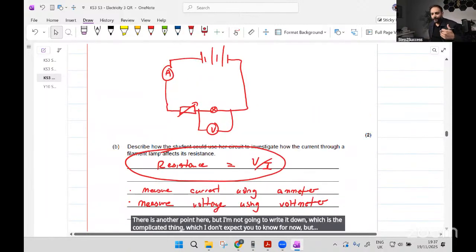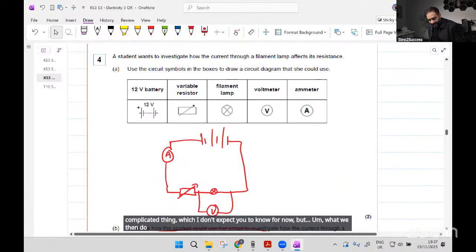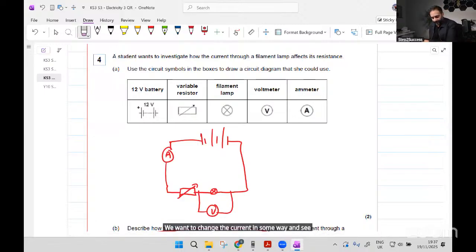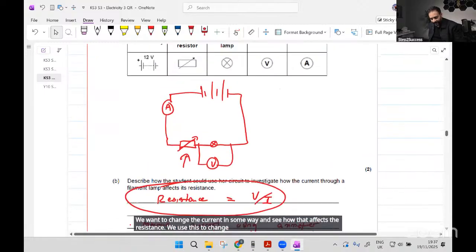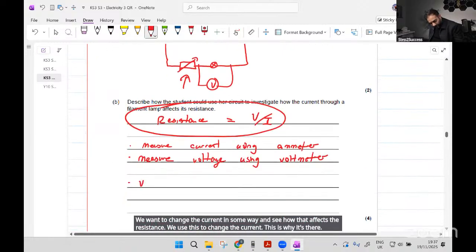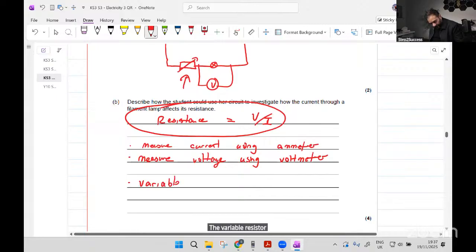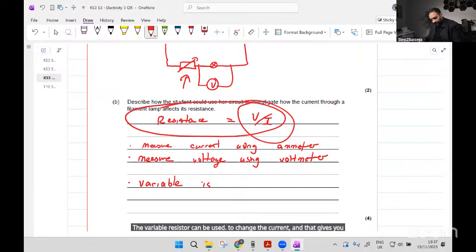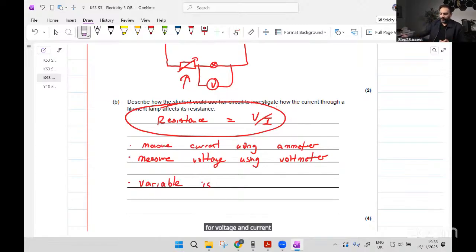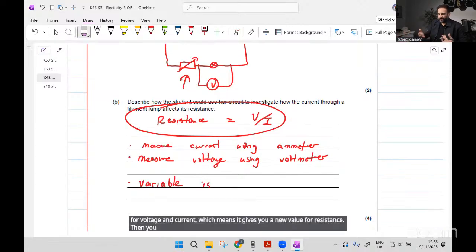But what we then do, because we're investigating how the current affects the resistance, we want to change the current in some way and see how that affects the resistance. We use this to change the current. This is why it's there. The variable resistor can be used to change the current, and that gives you new values for voltage and current, which means it gives you a new value for resistance. Then you can draw a graph and stuff like that with it.